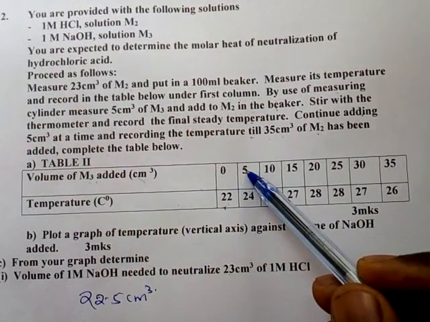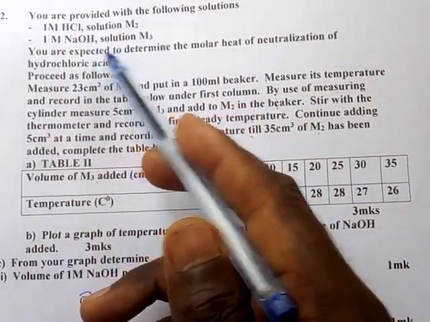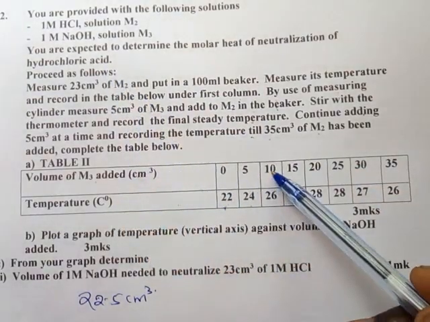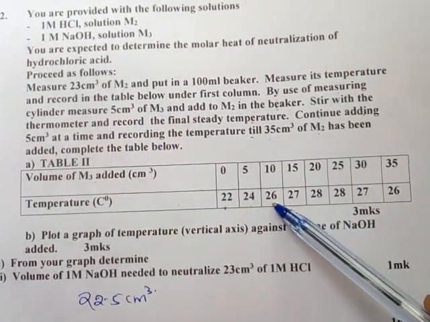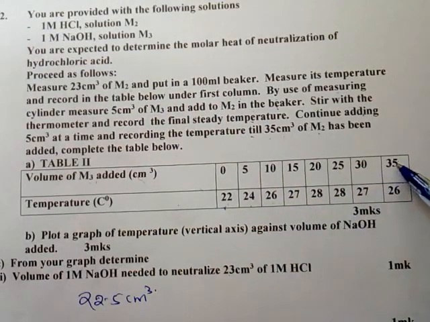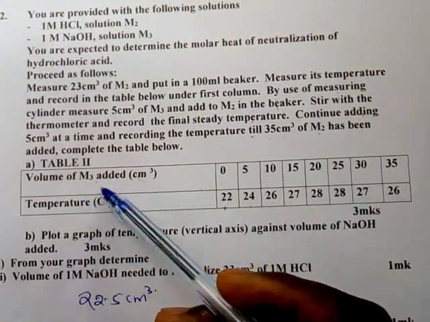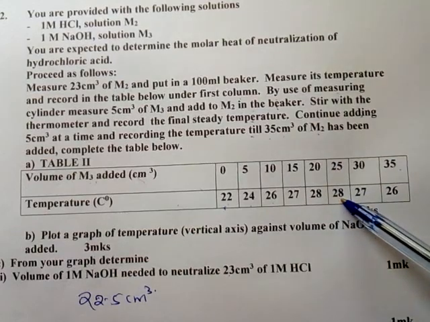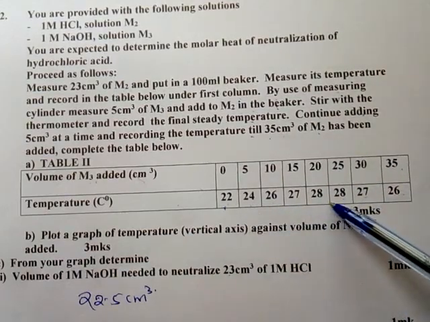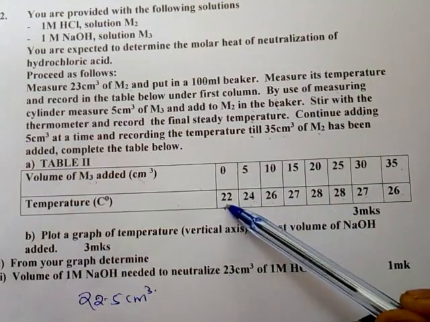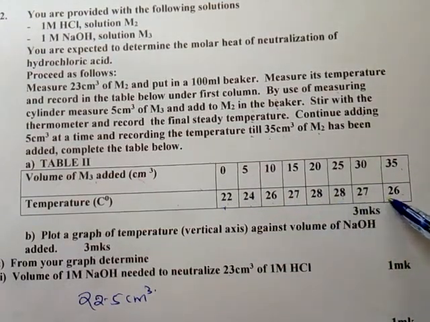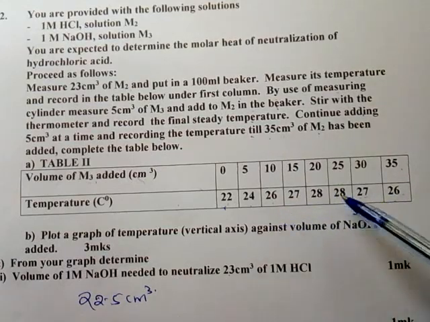After adding 5 cm³ of M3, which is sodium hydroxide, the temperature rose to 24. After adding 10 cm³, the temperature rose to 26, and then the graph continues up to 35 cm³ of sodium hydroxide added. When the temperature reaches 28, it remains constant and then it starts decreasing. So this is the trend that is expected: the temperature increases, reaches a point, becomes constant and then decreases. That is what we call the trend.